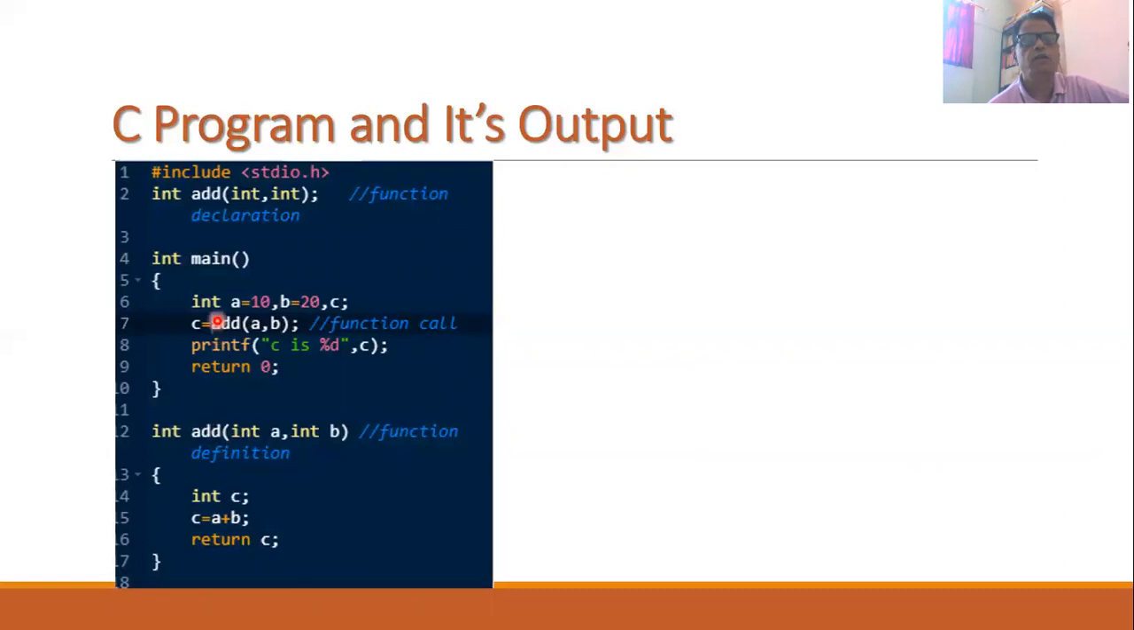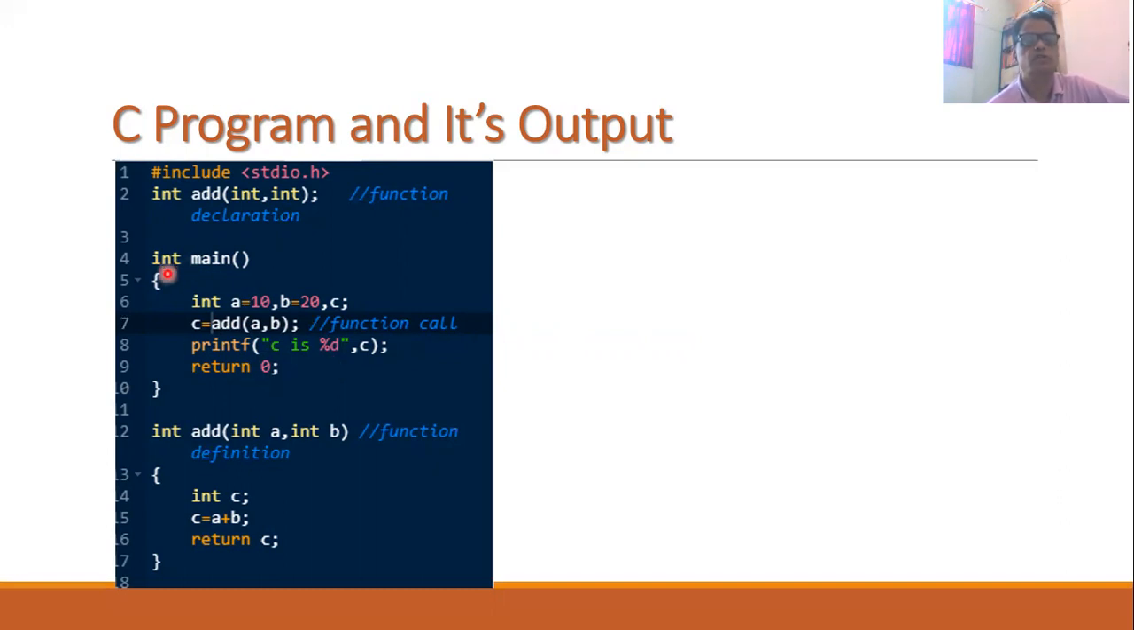So whenever we call the function, the control will be transferred over to the definition part. This part, that is the function body, will get executed, and the value of c will be returned. The value of c will be returned over here, and again it can be assigned to the variable c. So finally, we can print the value of c, and then finally we return a 0 to the main function.